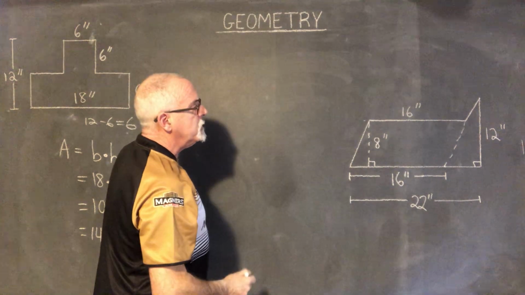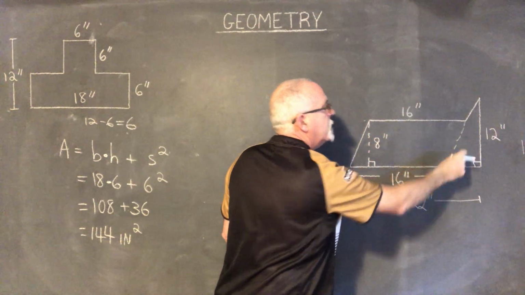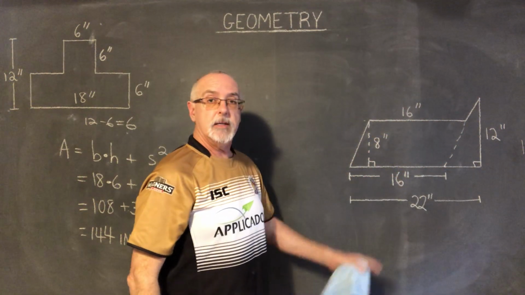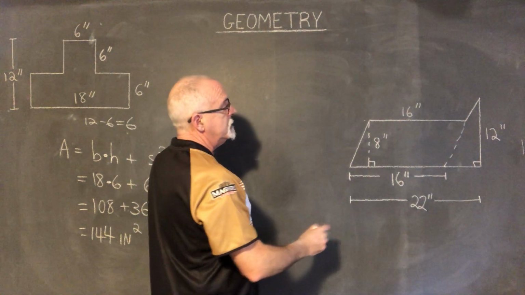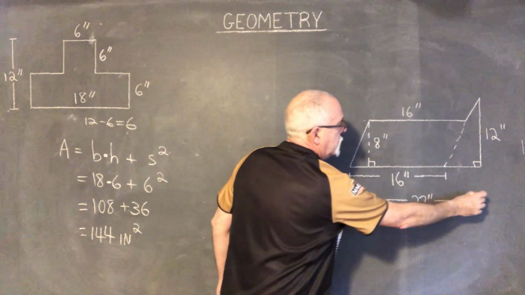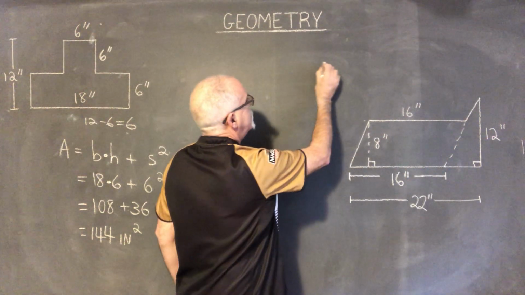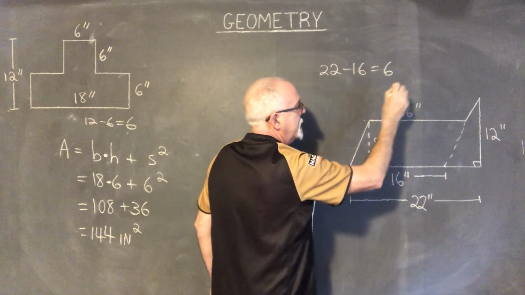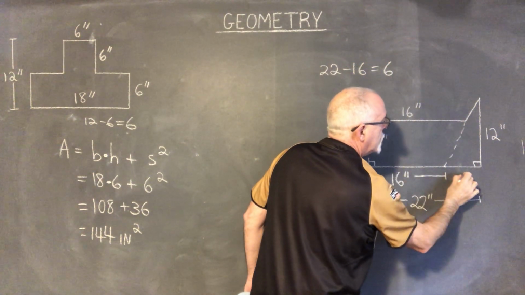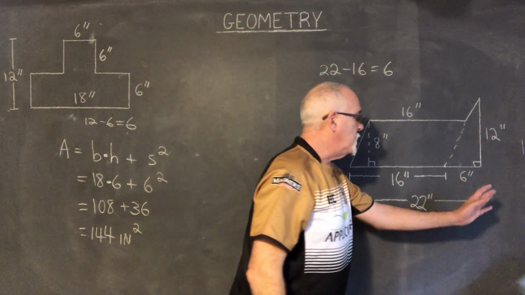So I'm going to be combining the formulas for the parallelogram area and the triangle area. Something's missing. I have another quick calculation to do: if this whole thing is 22 inches and this part is 16, I can subtract 22 minus 16 equals 6, and that means that the base of this triangle over here is 6 inches. Now I have enough information to get going.